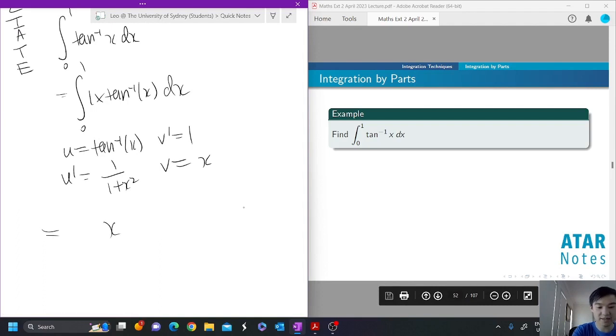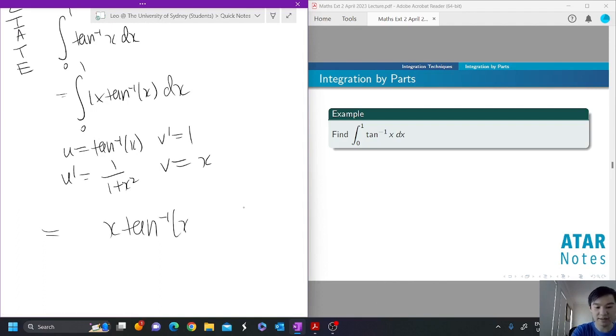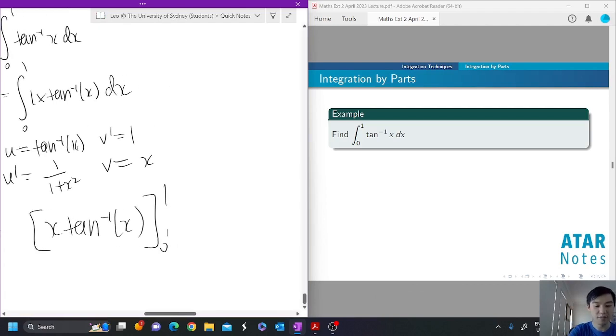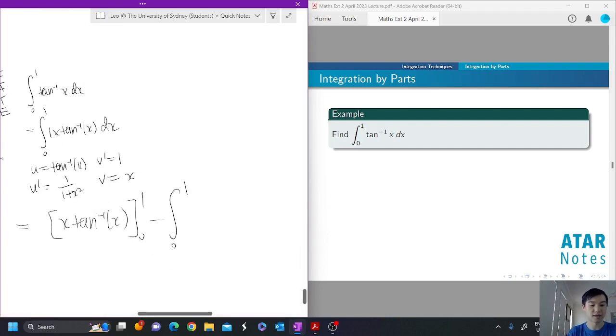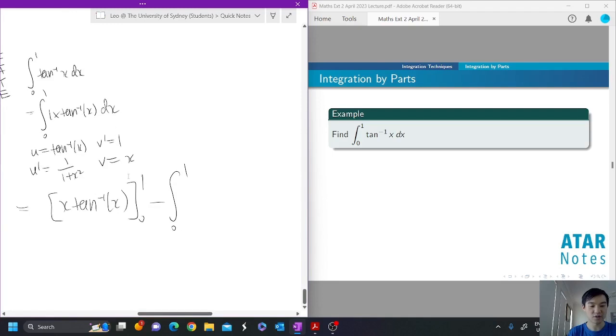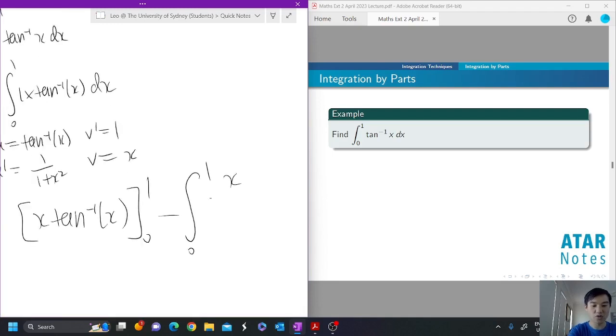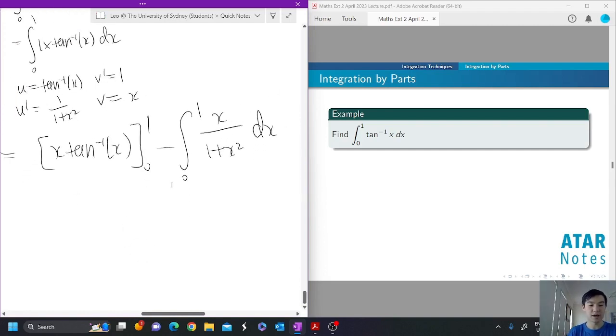So therefore, applying integration by parts, I'll get uv. So it will be x inverse tan x from 0 to 1, because those are our limits, minus the integral from 0 to 1 of u dash v. So this will be x over 1 plus x squared. Now, I can plug this in. This will be 1 times inverse tan 1, which will be 1 times pi on 4 minus 0.